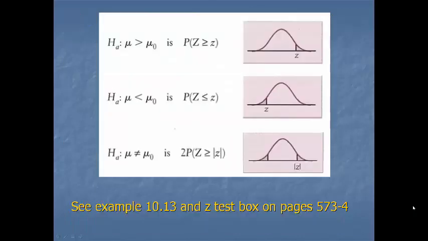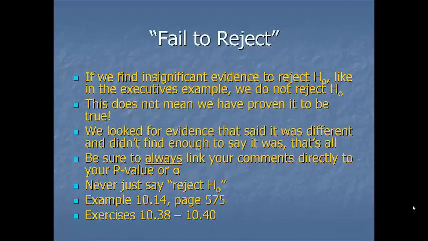Here are our examples and our normal distributions, and they're shaded in for each of the possible occurrences of our alternative hypotheses. We've gone over these, so these should be familiar to you. Please look at the example 10.13 and the z-test box on pages 573 and 574 for further explanations.